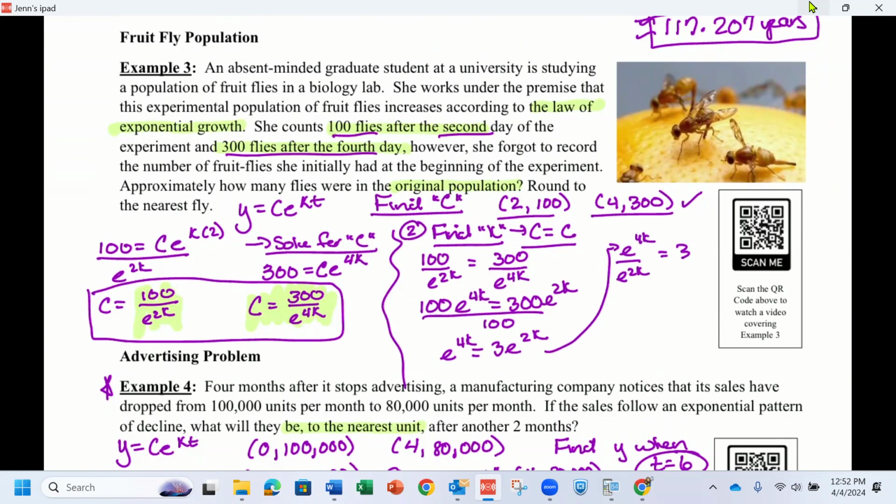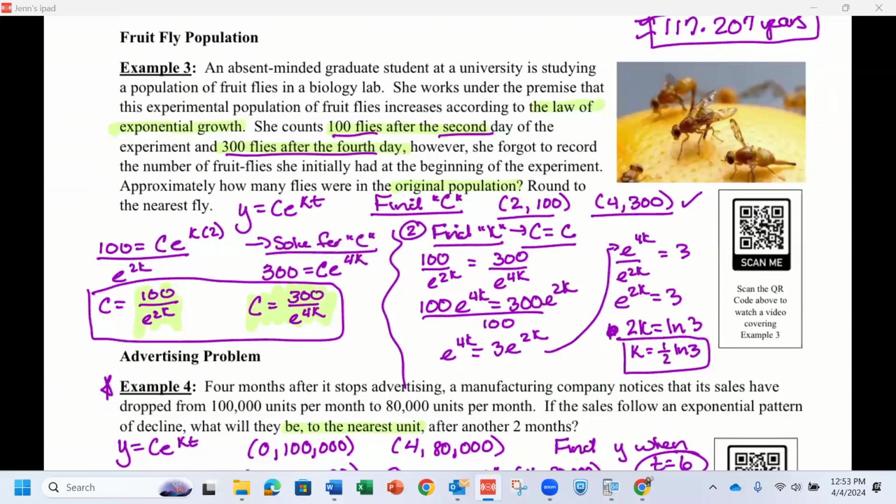I'm dividing like bases, correct? Because they both have a base of e. So when you're dividing like bases, what's your rule for exponents? You're going to subtract. What's 4k minus 2k? e to the 2k is equal to 3. Go ahead and finish and solve for k for me. Half times the natural log of 3, that's the k value.